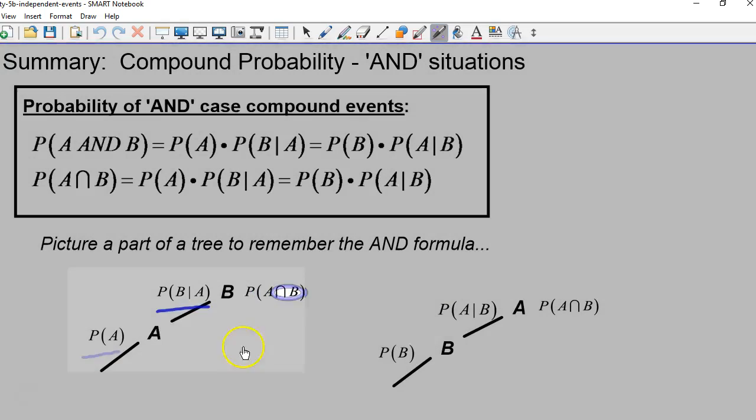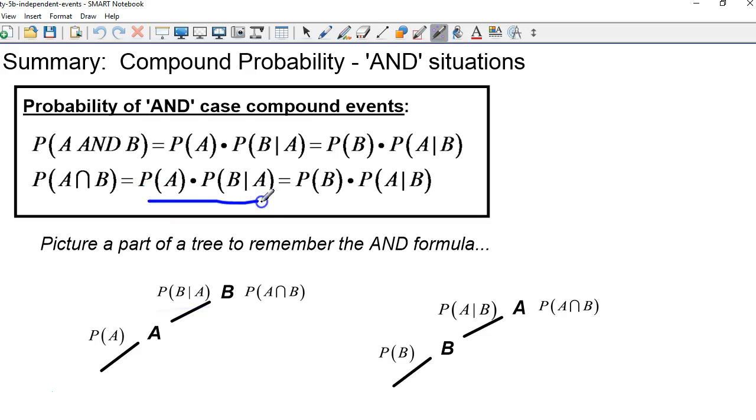And what this is saying is that you could list the A first and get this version, or you could list B first and get this version. So the reason why I wanted to show you in the last video the tree is that really is a helpful way to be able to reconstruct this complicated looking formula.